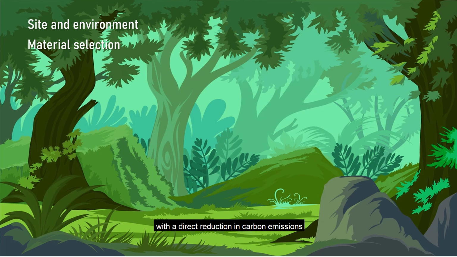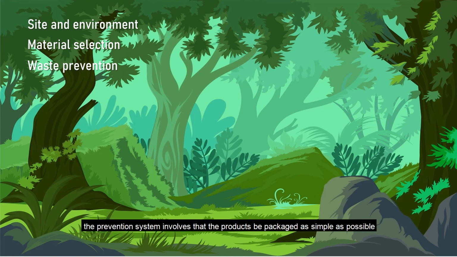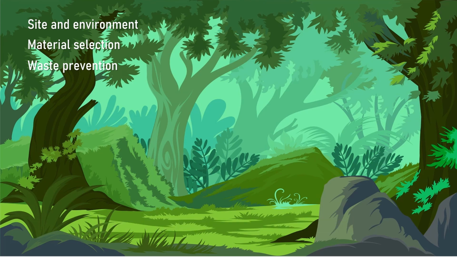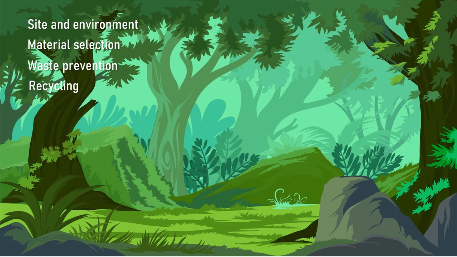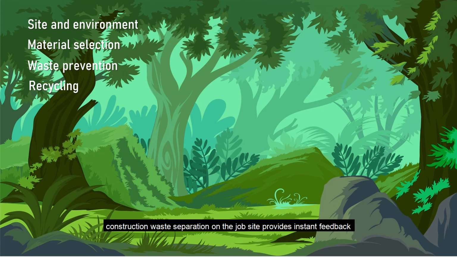with a direct reduction in carbon emissions. A waste management hierarchy has 5 stages: prevention, preparing for reuse, recycling, other recovery, and disposal. The prevention system involves that the products be packaged as simply as possible, kept for extended periods of time, and only replaced when absolutely necessary. Construction waste can be recycled using one of 3 techniques: site-separated, mixed recycling, or hybrid recycling. Construction waste separation on the job site provides instant feedback and can support achieving the project's recycling objectives.